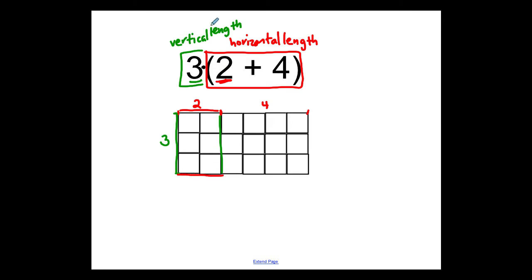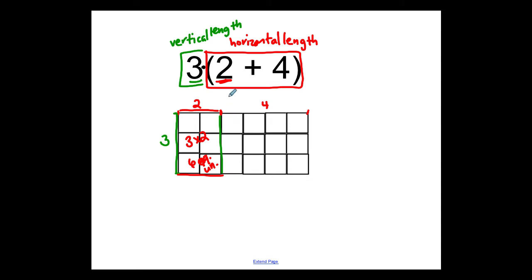Now, how many square units are inside of this rectangle right here? There are 3 times 2 square units, and in here you can see that this is 6. So there are 6 square units here. 3 times 2, or 6 square units. Six square units, and this is the abbreviation for square units.